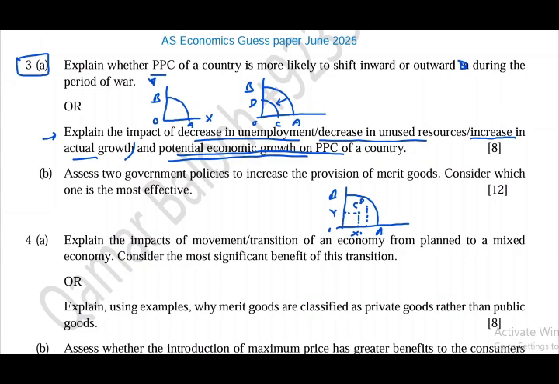So the new point will be point D, and production of X good will increase to X2, Y good will increase to Y2, for example. So it will lead to an increase in production possibilities of the country, and it will result in actual economic growth, right? So actual economic growth is when there is an increase in GDP of the country due to employment of previously unemployed resources.